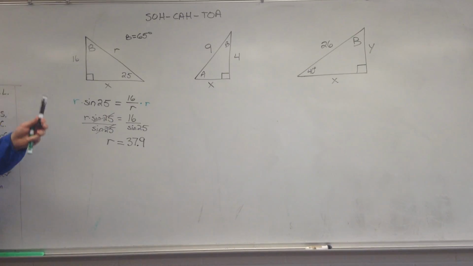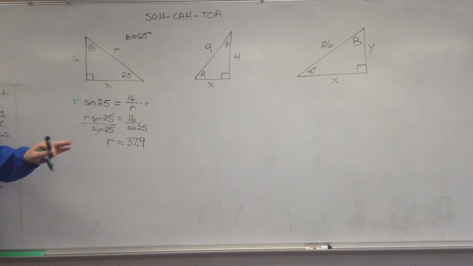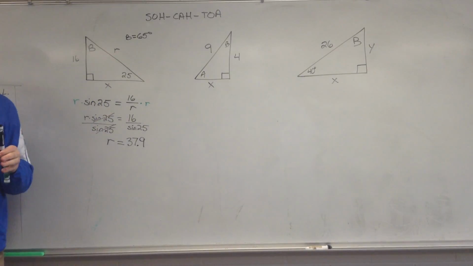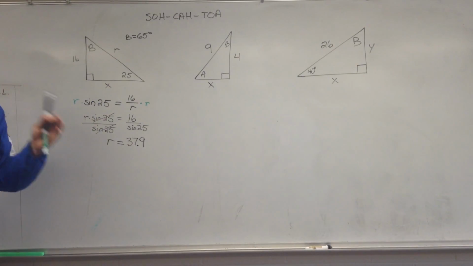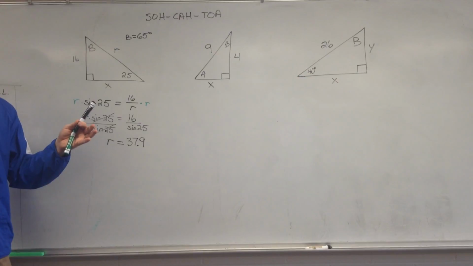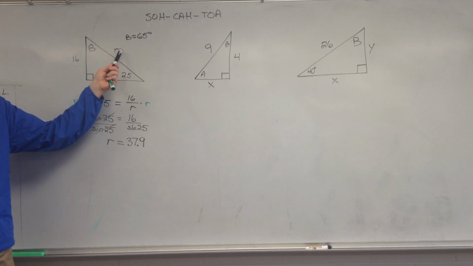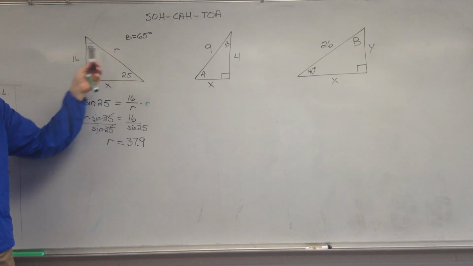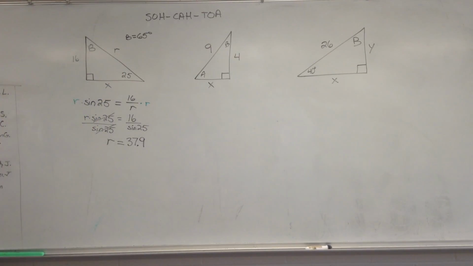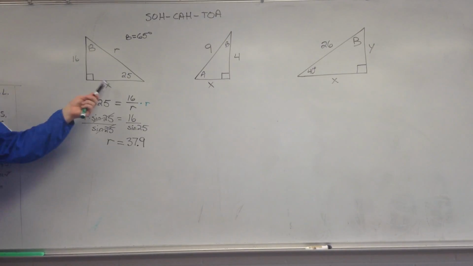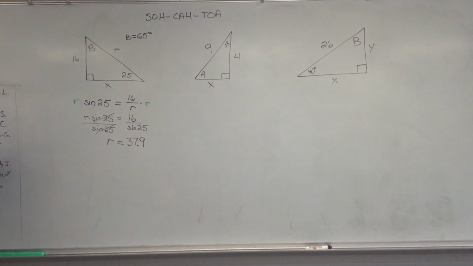Now that you know r is 37.9, if you wanted to, you could use Pythagorean's theorem, but you'd be using a rounded answer. You'd have to square it. And it's not as accurate, it's not as perfect. So we're not going to use Pythagorean's theorem to help us solve for x. Let's set up a different trig equation to help us solve for x.